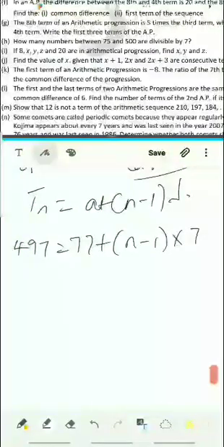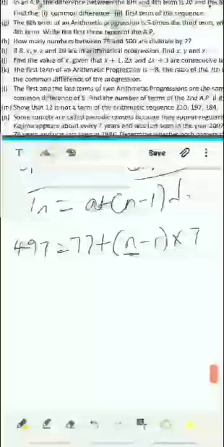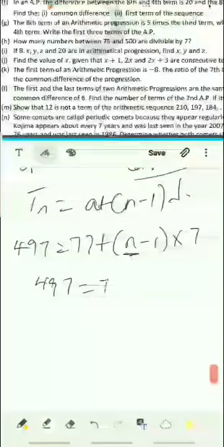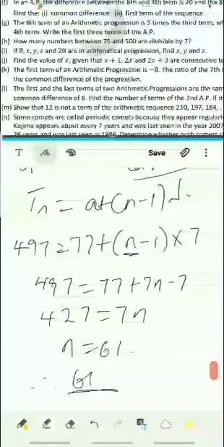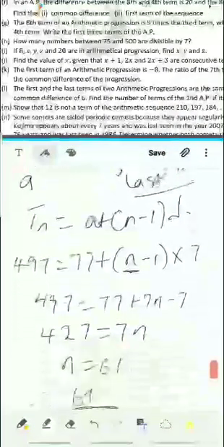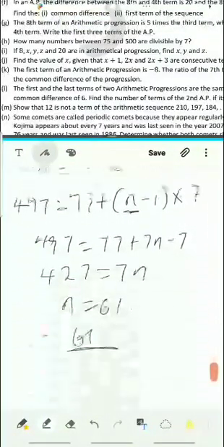The question asks us to find the number of terms. How many numbers? So is this n the number of terms that will be in between this division? How many numbers can we see inside this? So we have to solve for n now. When you open your bracket, you have 497 equals what? 77 plus 7n minus 7. So 427 is equal to what? 7n. n is equal to 61. So it means that there are 61 terms between 75 and 500 that are exactly divisible by 7.